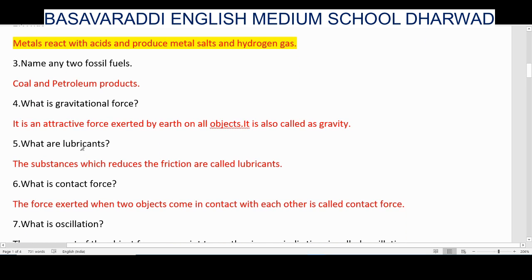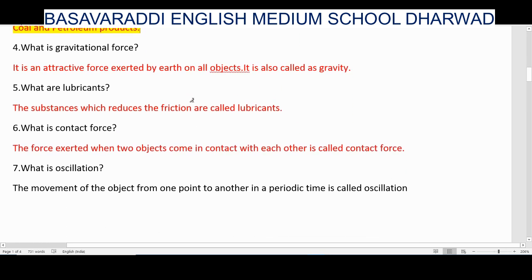Name any two fossil fuels. Any two fossil fuels are your coal and petroleum products. All the petroleum products and coal, they are the examples for fossil fuels.